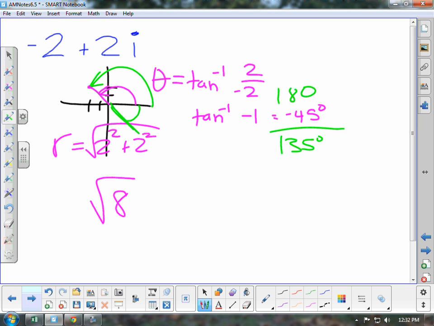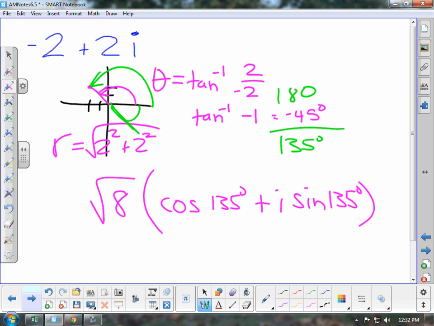And so then the trig form of -2 plus 2i would be cosine 135 degrees plus i sine 135 degrees. Or you can say this is 3 pi over 4 in both instances. Same thing.